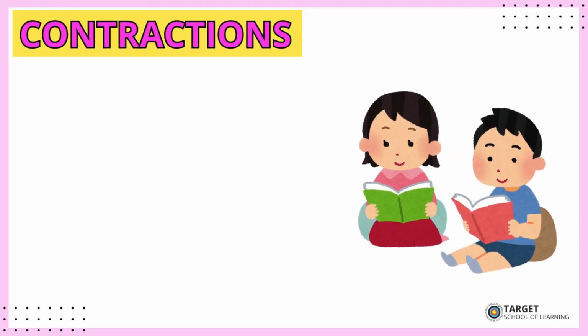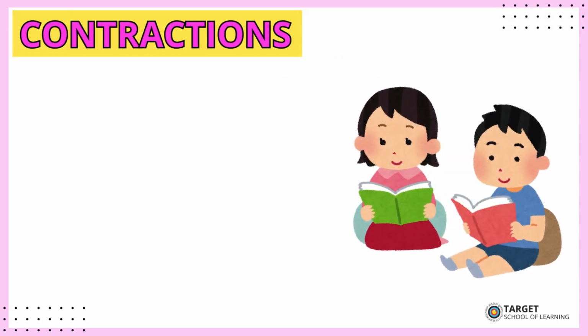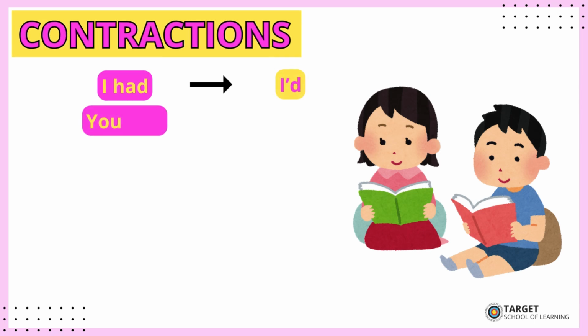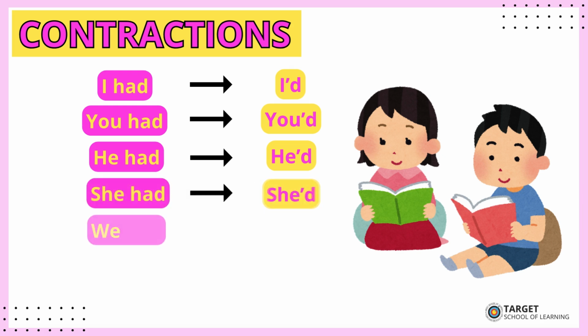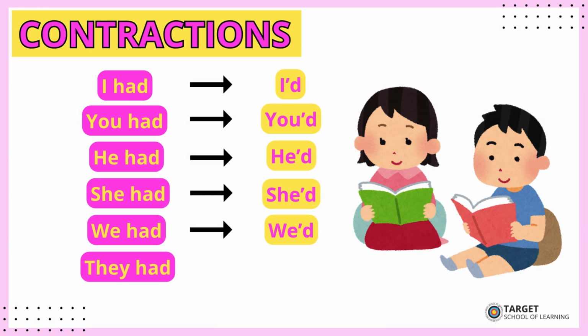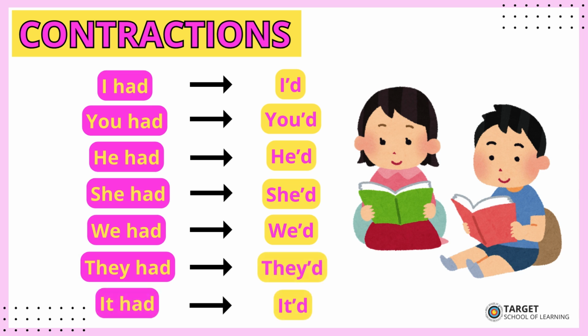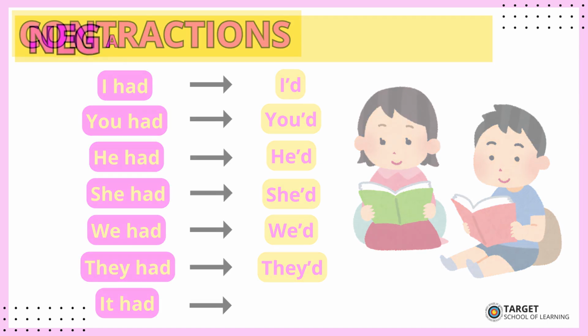Let's learn the contractions to sound more natural in English. I had, I'd. You had, you'd. He had, he'd. She had, she'd. We had, we'd. They had, they'd. It had, it'd. This is the trickiest one.